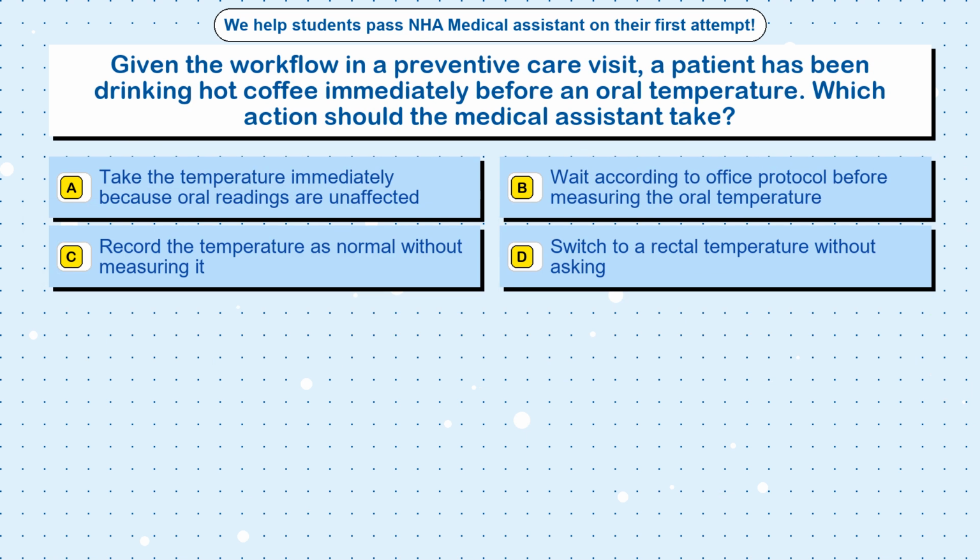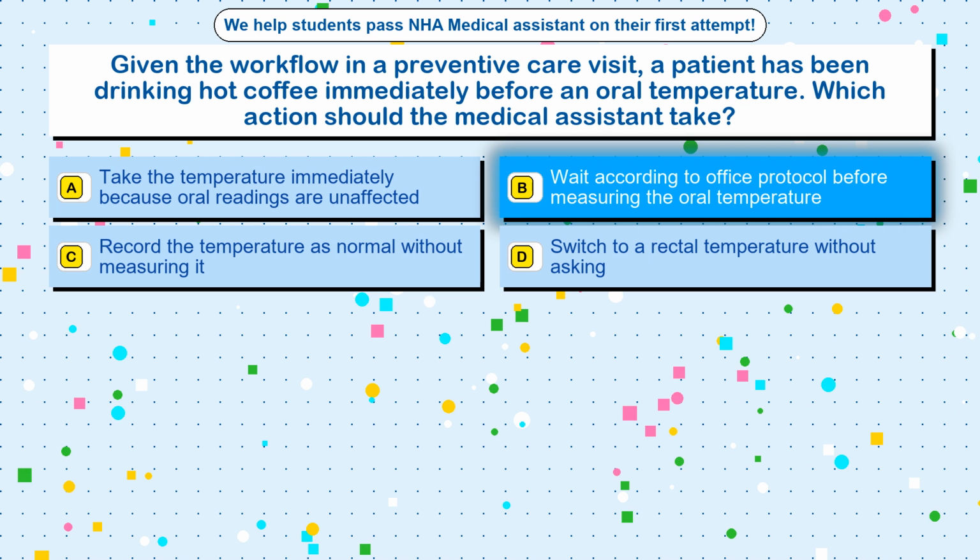Question 6. Given the workflow in a preventive care visit, a patient has been drinking hot coffee immediately before an oral temperature. Which action should the medical assistant take? Option A. Take the temperature immediately because oral readings are unaffected. Option B. Wait according to office protocol before measuring the oral temperature. Option C. Record the temperature as normal without measuring it. Option D. Switch to a rectal temperature without asking. The correct answer is option B.